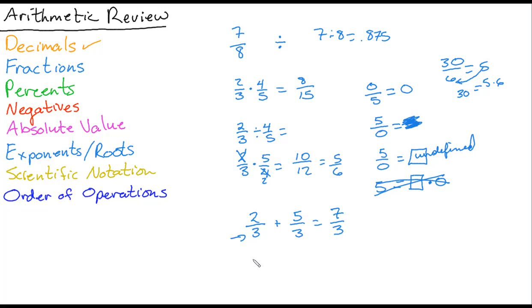Now what if you don't have the same denominator, like 2/3 plus 5/6? That's right, you have to change the denominator to get it the same. Times by 2, times by 2. 4/6 plus 5/6 gives you 9/6. Hey, that's going to be 3/2.